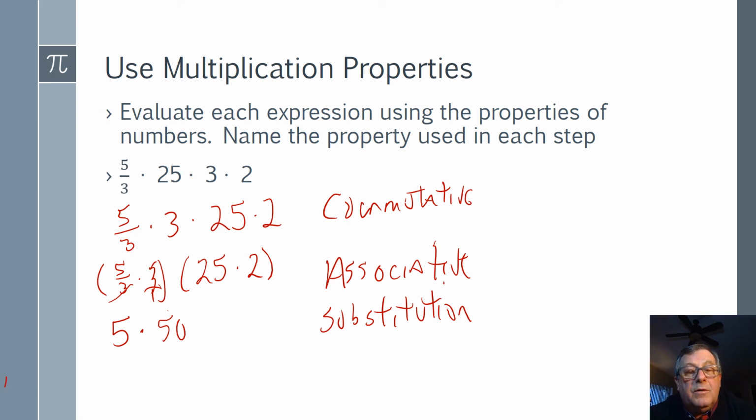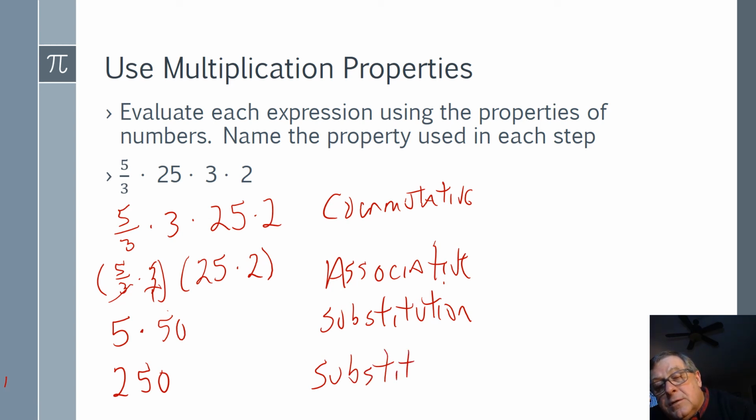And 5 times 50, well, 5 times 5 is 25. We've got to add a 0. That's 250, and that also is the substitution property. All right, well, we've used some multiplication properties. Shazam.